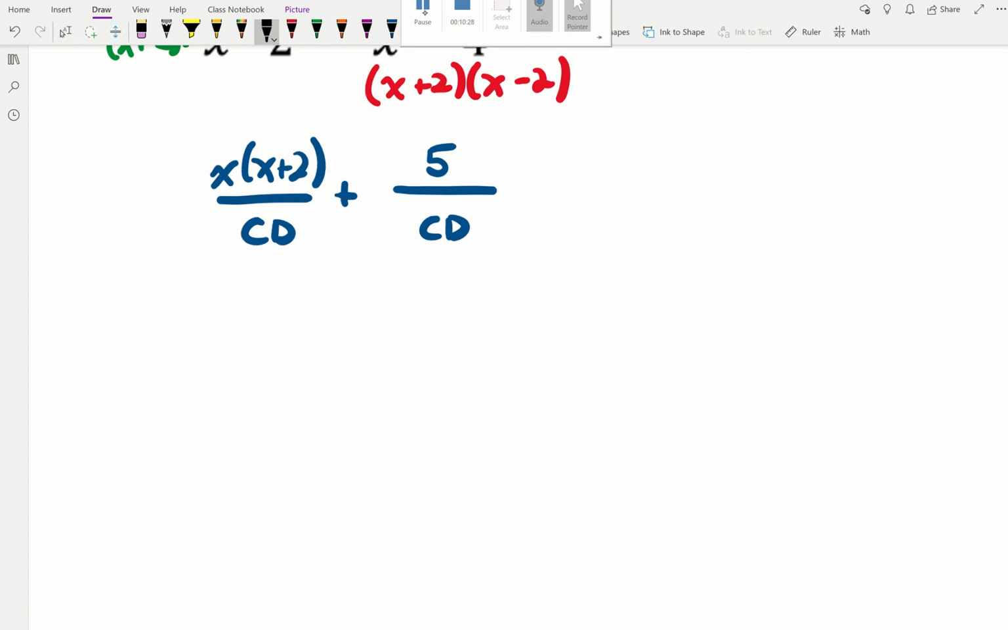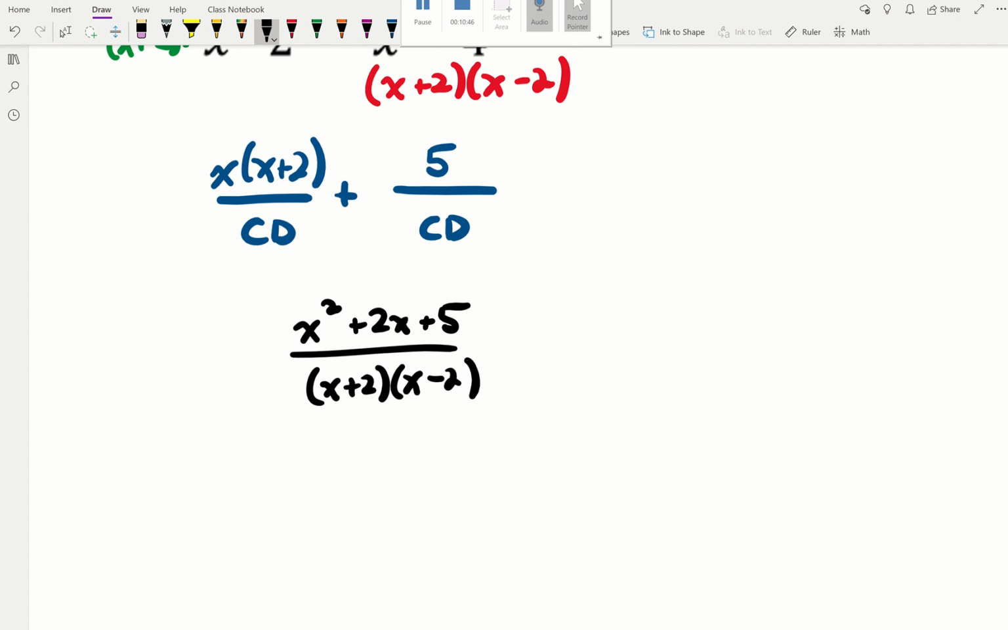Once you have that common denominator, you can go ahead and add the numerators together. So x times x is x squared, x times 2 is positive 2x, and we're going to add 5. And then the common denominator goes on the bottom: x plus 2, x minus 2.